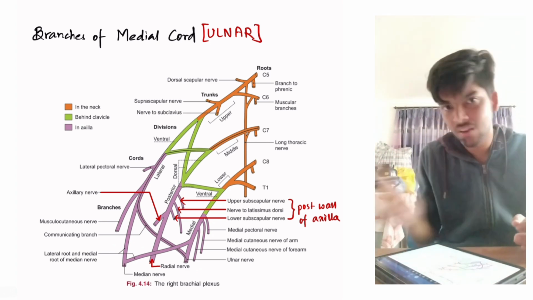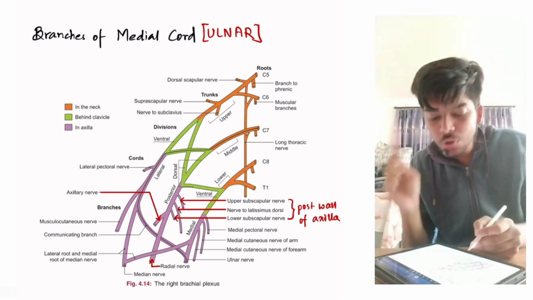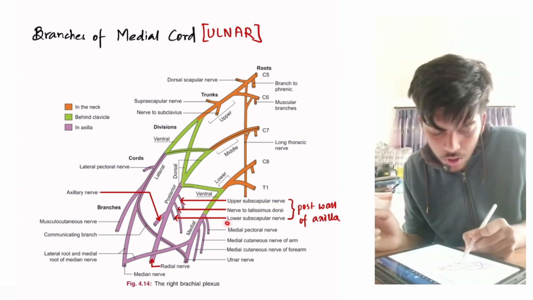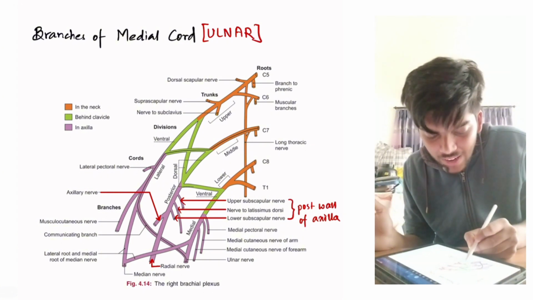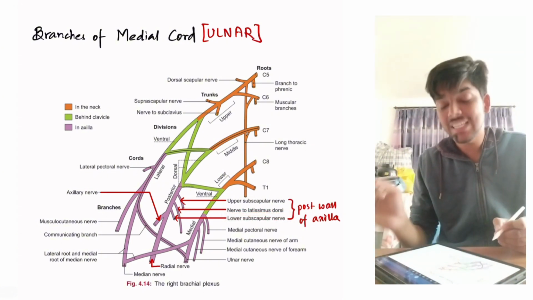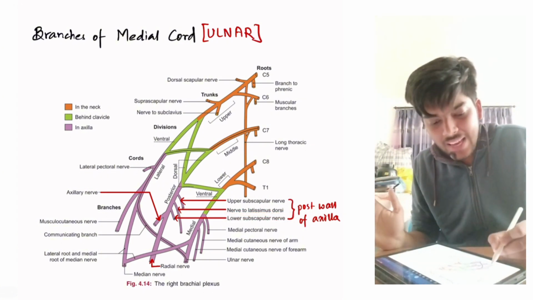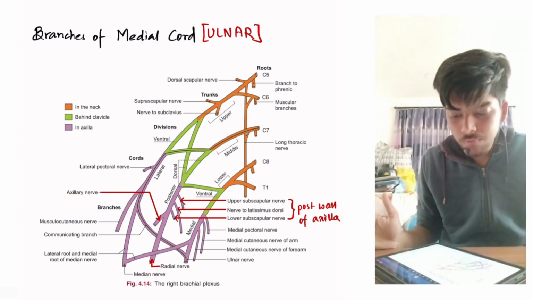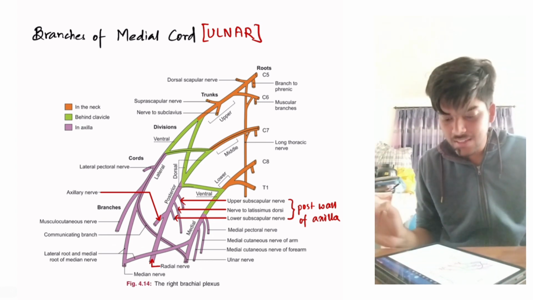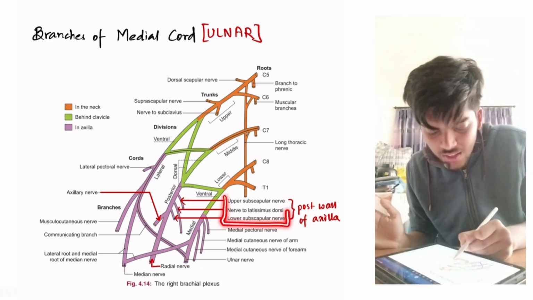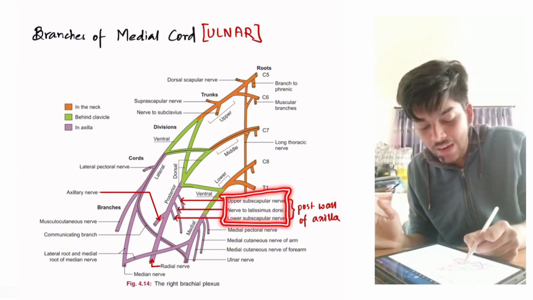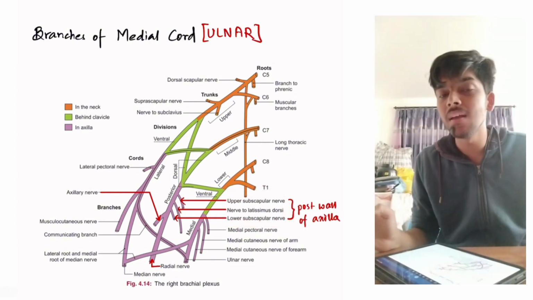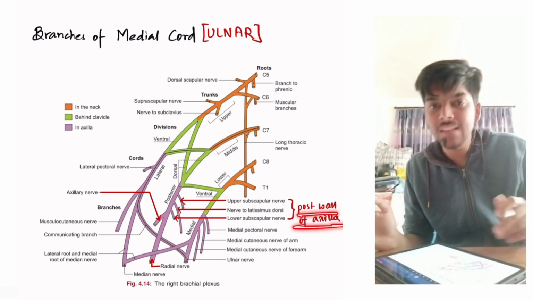That's the mnemonic. Again, not the nerve, the mnemonic, where U stands for upper subscapular nerve, L stands for lower subscapular nerve, N stands for nerve to latissimus dorsi muscle, A stands for axillary nerve, and R stands for radial nerve. Among all these branches, these three, that is the upper subscapular nerve, nerve to latissimus dorsi, and lower subscapular nerve, are responsible for supplying the posterior wall of axilla.